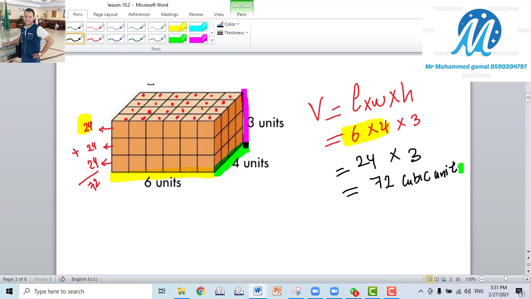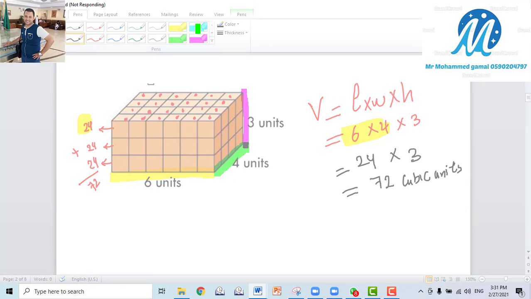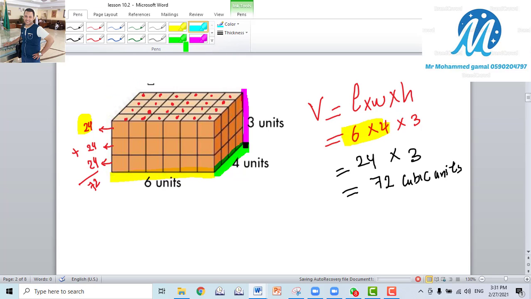So instead of counting, which for some is going to be boring, we use this formula to multiply the 3 dimensions: length, width and height. Length, width and height. Actually, you can choose the order in which to multiply. For example, the same question here.